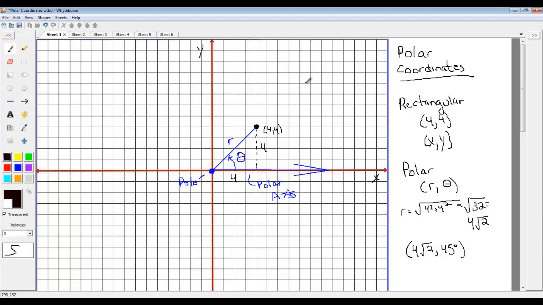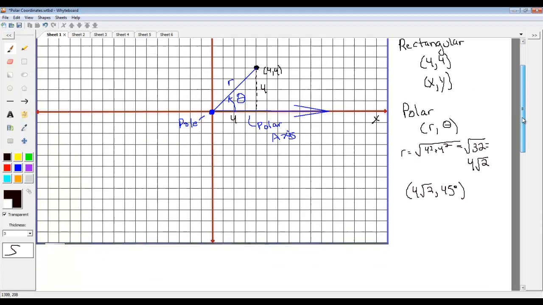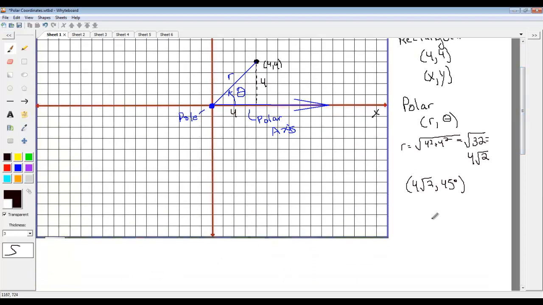Now, a couple little notes. If we look at theta in the counterclockwise direction, that's going to be a positive theta. And if we look at it in the clockwise direction, that's going to be a negative theta, just like we've worked with before.